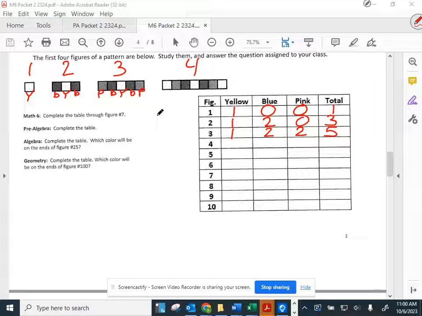Look at figure 4. How many yellows? 3. Went up 2. How many blues? 2. How many pinks? 2. How many total? 7. So we have to fill out all the way down to figure number 7.